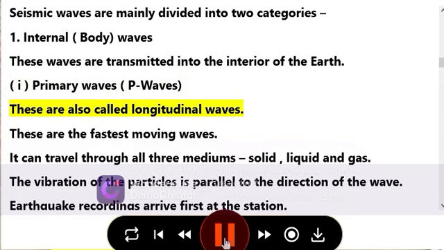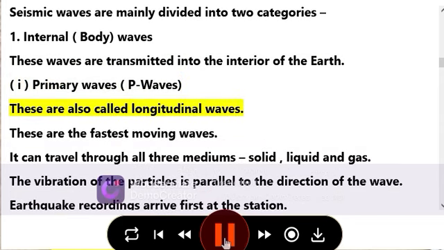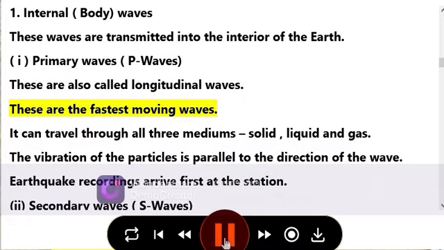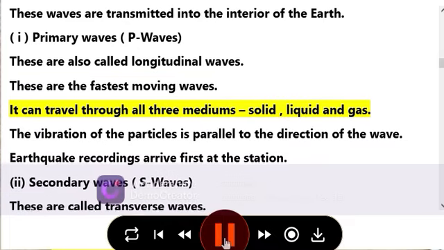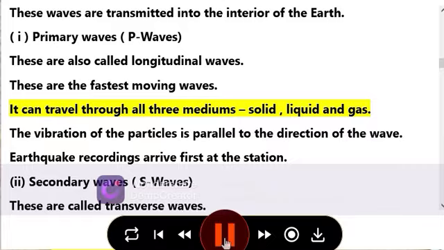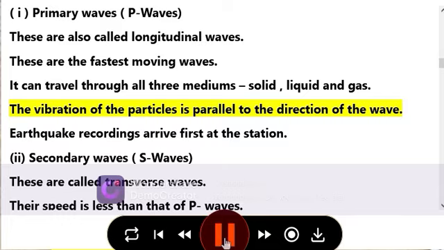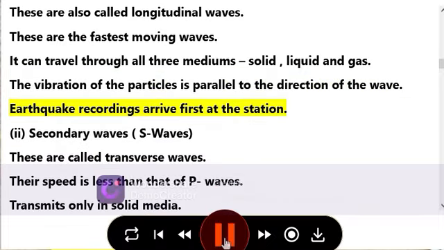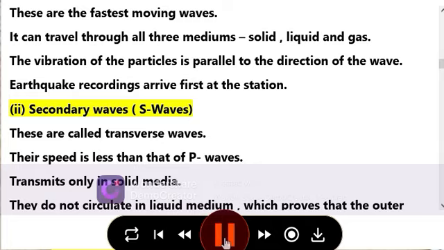1. Primary waves, P waves. These are also called longitudinal waves. These are the fastest moving waves. They can travel through all three mediums, solid, liquid and gas. The vibration of the particles is parallel to the direction of the wave. In earthquake recordings they arrive first at the station.